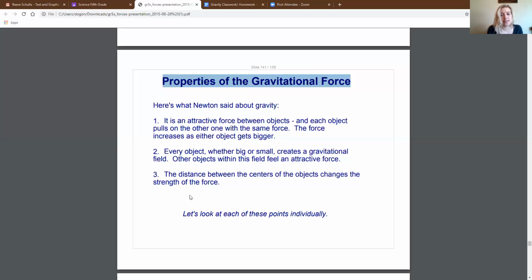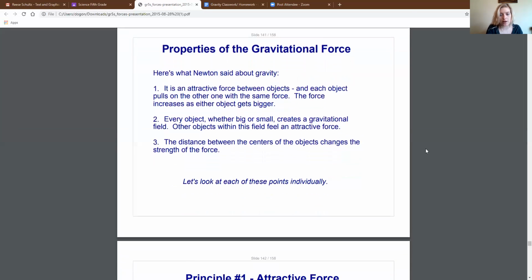And the third one is that the distance between the centers of the objects changes the strength of the force, okay? If things are closer together, they're going to have more of an attractive force than if they are farther apart. So the distance matters to the strength of the force, okay? Now we're going to look at these points individually. That's why I said we don't really need to write these down yet, because we're going to see them again. All right, so properties of gravitational force.